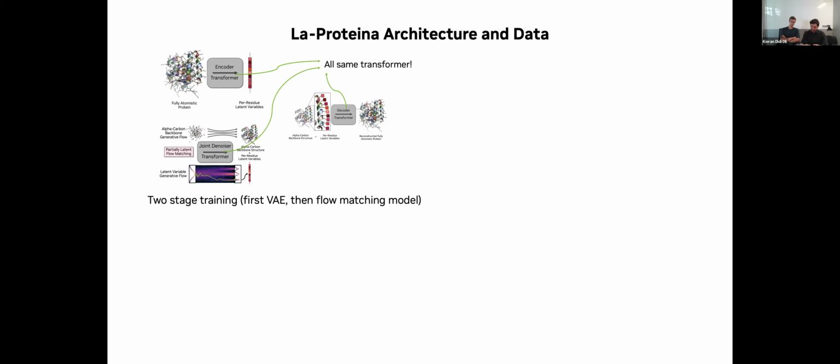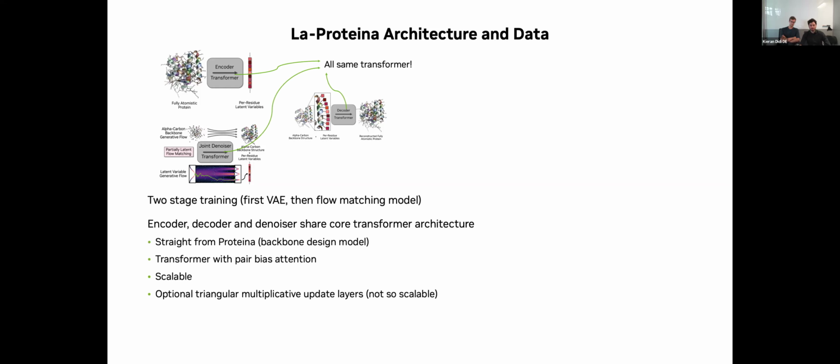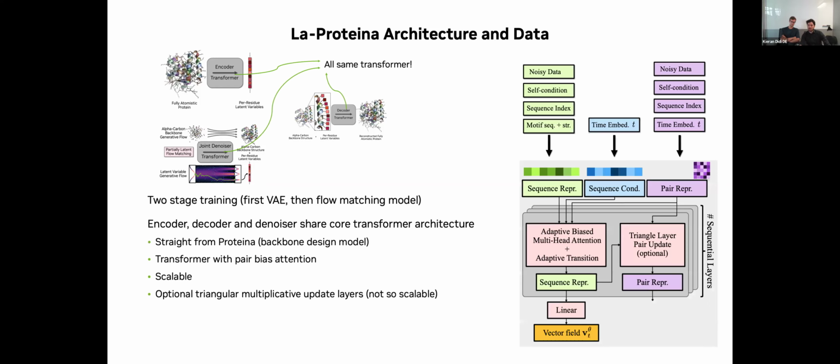They're based on a pretty basic core transformer architecture that we got from the Proteina model. Essentially, this is a transformer with a pair bias attention injected into the logits through this pair representation. One of the nice things about this architecture is that it's quite scalable, and we optionally add these triangle update layers, which are not scalable, but help performance a bit. But in the results, as you'll see, we'll get state-of-the-art performance without any triangle layers. So our model is super scalable and performs very well.